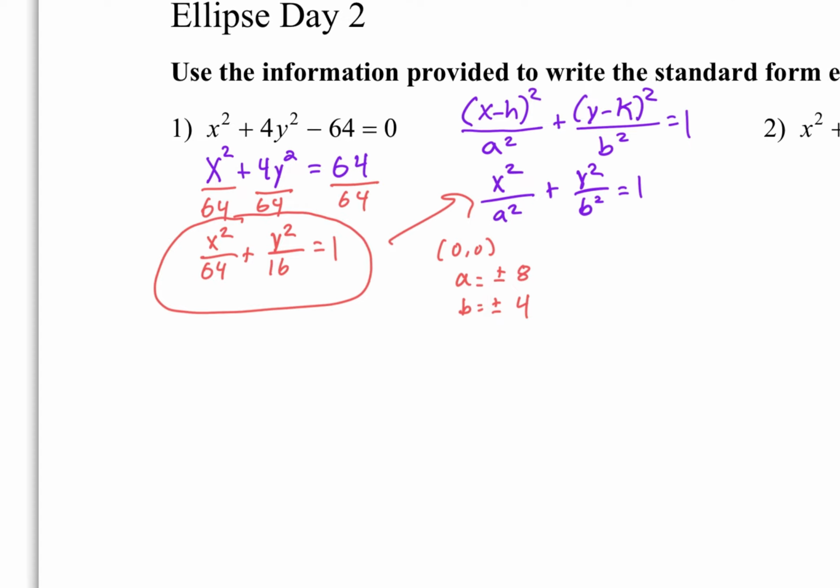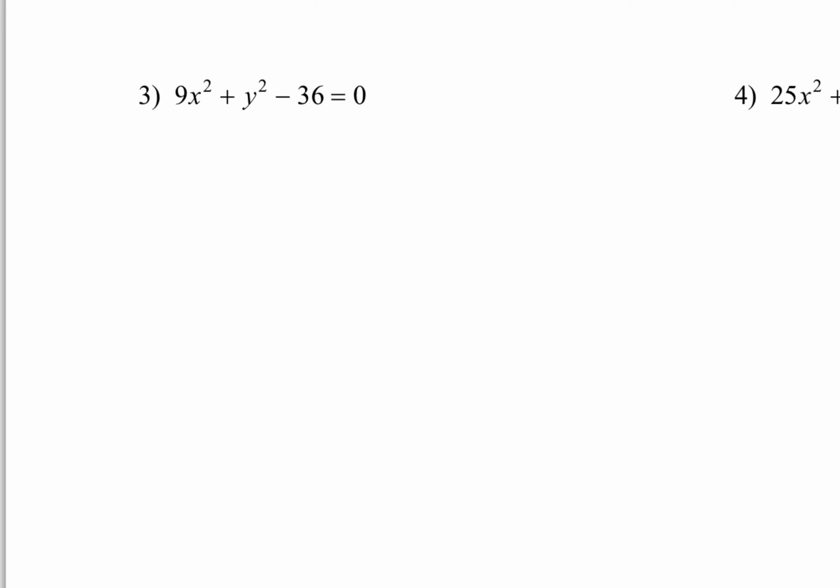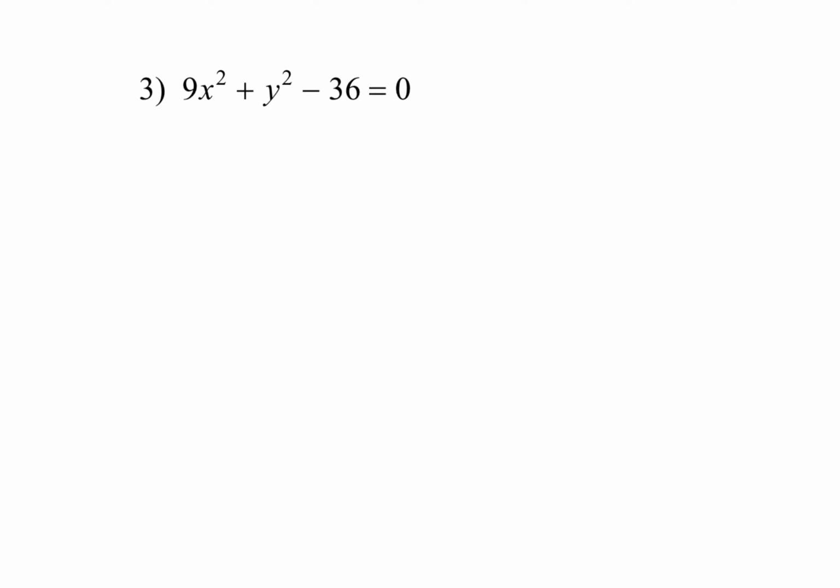So let's look at another one like that. That one's too much like that one, so let's go with this one. We've got 9x squared plus y squared minus 36 equals 0. Again, I'm looking at it going, I don't have like 6x, I don't have like 3y. So that's a good thing. That means I don't have to complete the square. It's already in good shape.